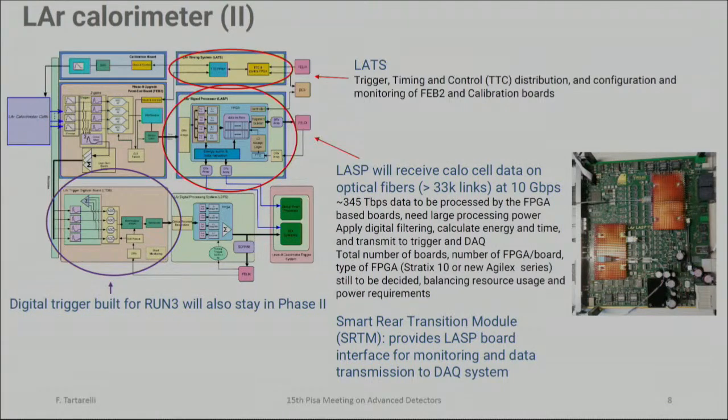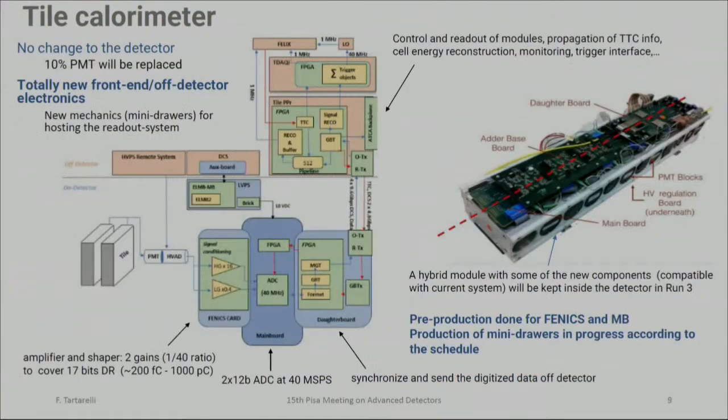There is still some discussion here of which kind of FPGA to use, Stratix or the new Agilex series, and this will be decided by balancing the resource and power requirements. This board needs two auxiliary boards. One is an interface to the DAQ system for monitoring and data transmission, and the other board handles the TTC signals, configuration, and monitoring.